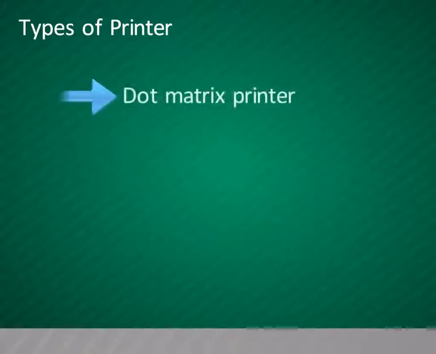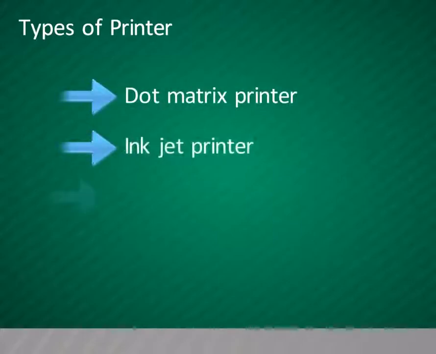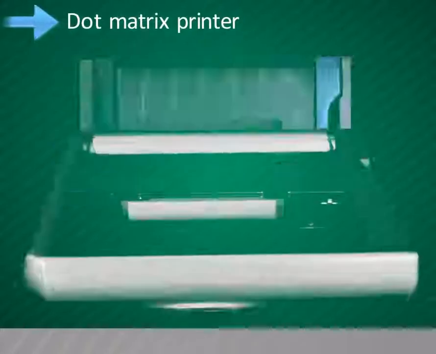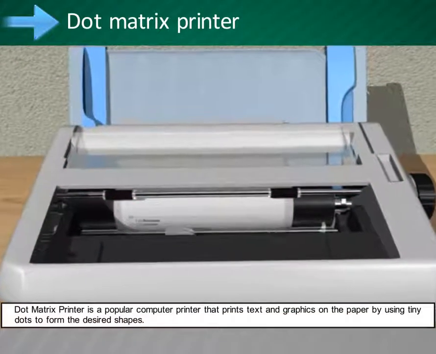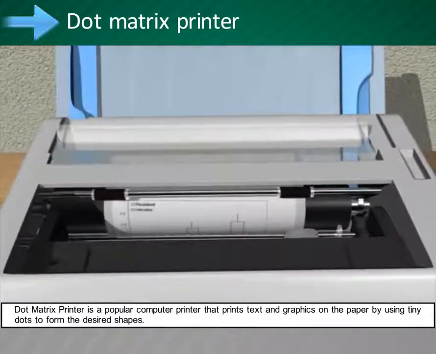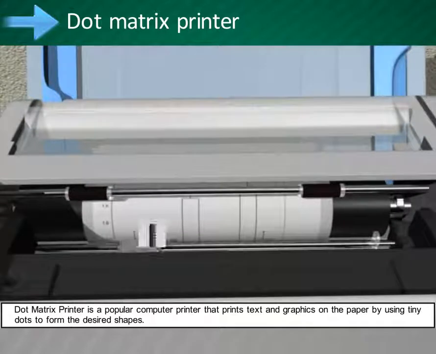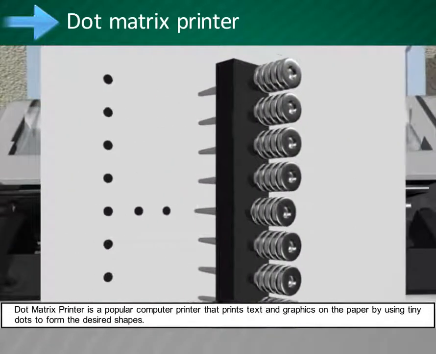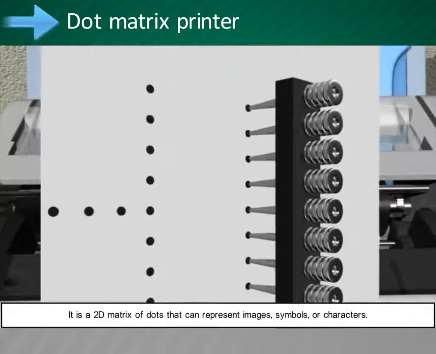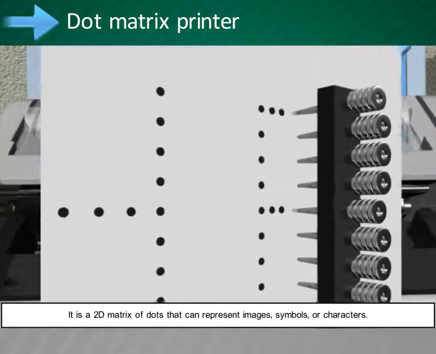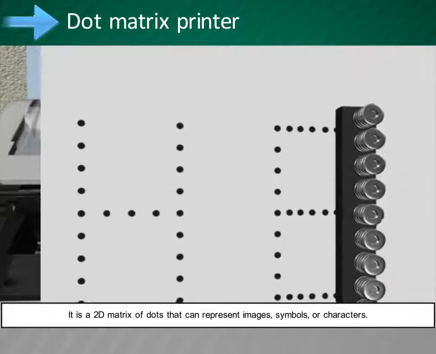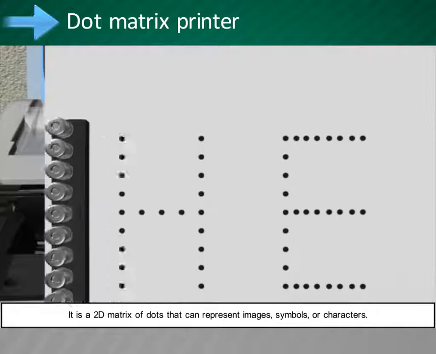Types of printer: dot matrix printer, inkjet printer, laser printer. Dot matrix printer. Dot matrix printer is a popular computer printer that prints text and graphics on the paper by using tiny dots to form the desired shapes. It is a 2D matrix of dots that can represent images, symbols, or characters.